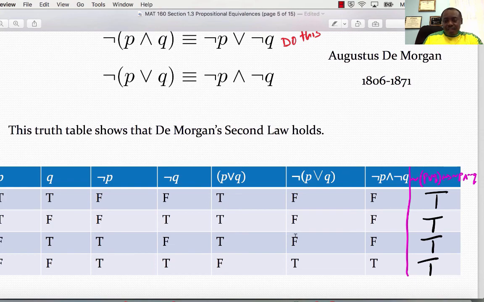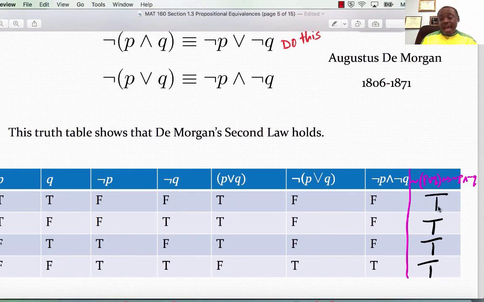That gives us F, F, F, T. And then we look at not P and not Q. So here are the two columns we're interested in. Again, and is only true if both truth values are T. So FF is an F, FT is an F, TF is an F, TT is an F. Both columns are the same. The truth values agree. So we can conclude that these two compound propositions are logically equivalent.